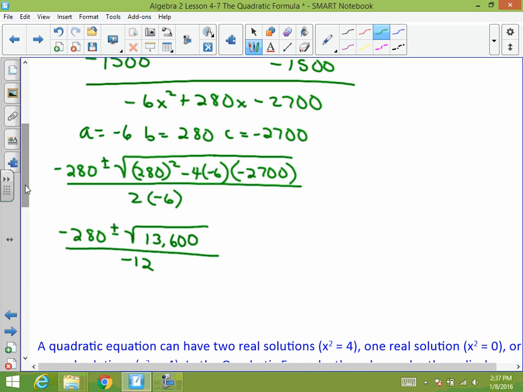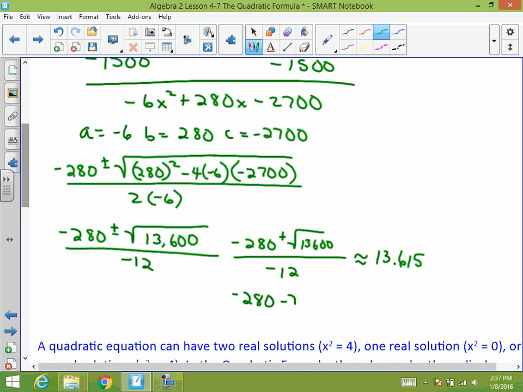So simplify that as far as we can go. We actually don't even need to simplify it; we just need to work it out mathematically. So I'm going to do negative 280 plus the square root of 13,600, all divided by negative 12, and stick that in my calculator. Divide that by negative 12, and I'm going to get approximately 13.615. Then if I take negative 280 and subtract the square root of 13,600, and divide that by negative 12, I'm going to get 33.05.